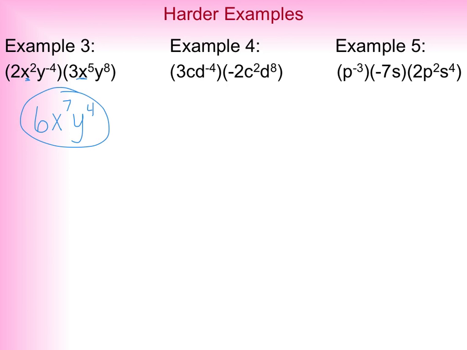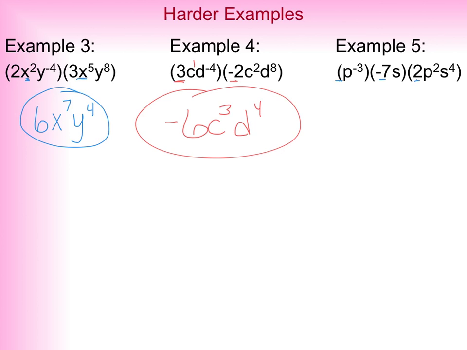Okay, example 4, again, multiplying 3 times negative 2 gives me negative 6. I have c to the first and then c to the second. So if I multiply, I'm really going to add to get c to the third. And then d to the negative 4 and d to the 8th, you're going to really add, and that should end up being negative 4 plus 8, which is another 4. So final answer done.